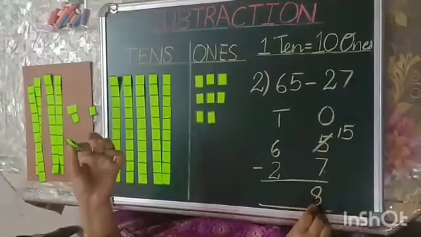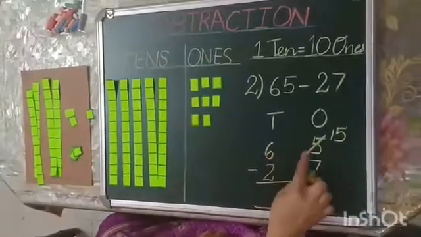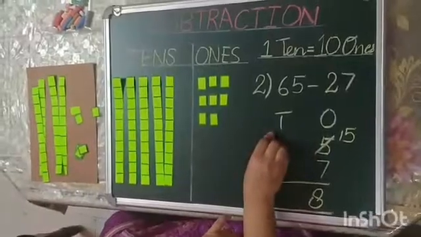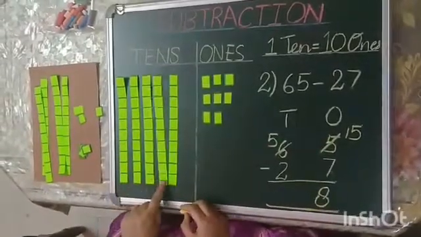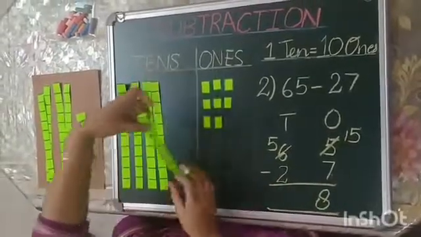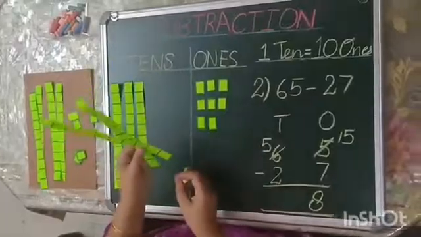So 8 ones are left. Now I removed 1 ten from here, so this became 5. Now from 5 tens I have to remove 2 tens. So I am removing 2 tens.